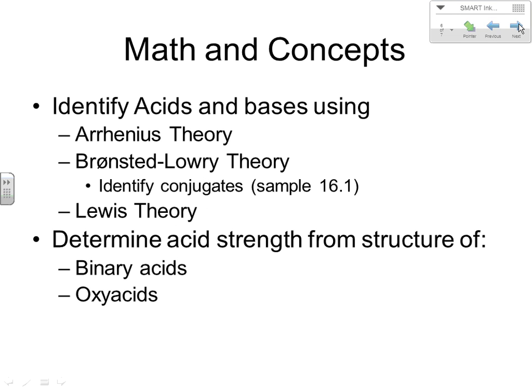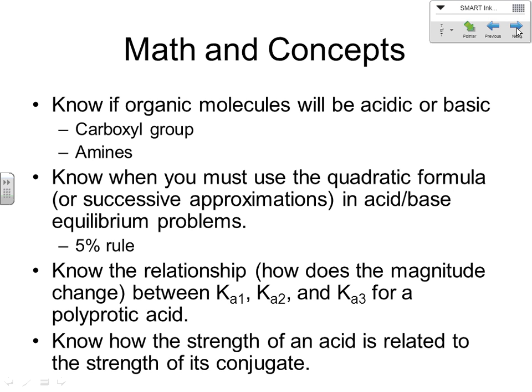Identifying acids and bases using a variety of different theories. And remember, with Bronsted-Lowry, you should be able to write also their conjugates on the far side and be able to identify them. Determining acid strength from structure of the two acids. I covered that very thoroughly in the test help earlier movie. Know if an organic molecule will be acidic or basic. Remember, carboxyl group is acidic. Amine, the NH2 group, that is a clue that it's going to be a base.